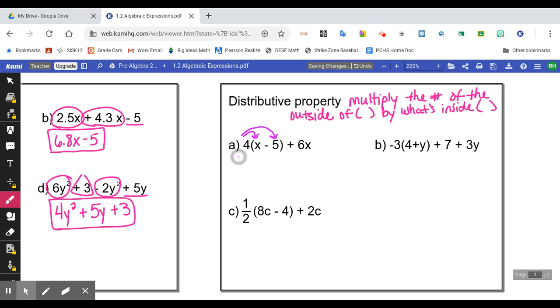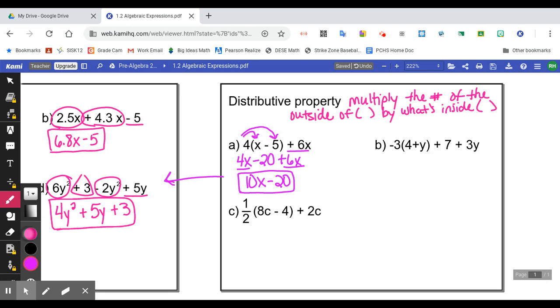4 times x is simply 4x. 4 times negative 5 is negative 20. I didn't touch this, so I'm just going to bring it straight down. Now, if you see, we are right back to what we had on this page over here. So we're just going to combine like terms. 4x and 6x are the same. So I'm going to add them because they're positive, and I get 10x, and then minus 20 drops because there's nothing like it. Okay. Next one.